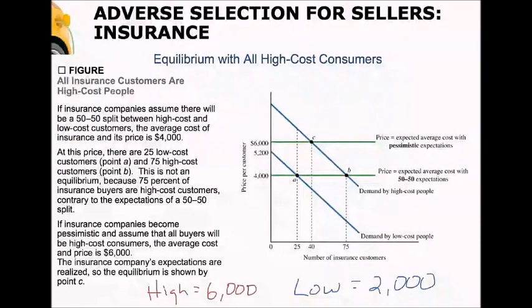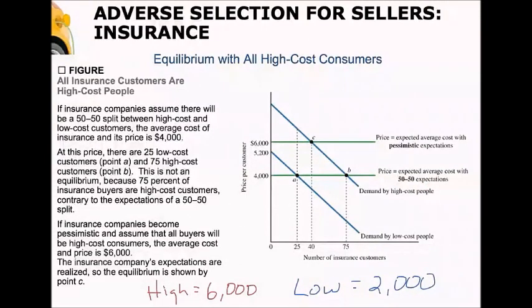So if you're expecting a 50-50 split between high and low-cost consumers, you're going to get a disequilibrium in this adverse selection model where we have asymmetric information. Why is that? Well, at $4,000, we can see the number of insurance customers that are low cost is going to be 25, and the number of insurance customers that are high cost is going to be 75. So you set your price based on a 50-50 split, and given that price, you got a 75% high cost and a 25% low cost.